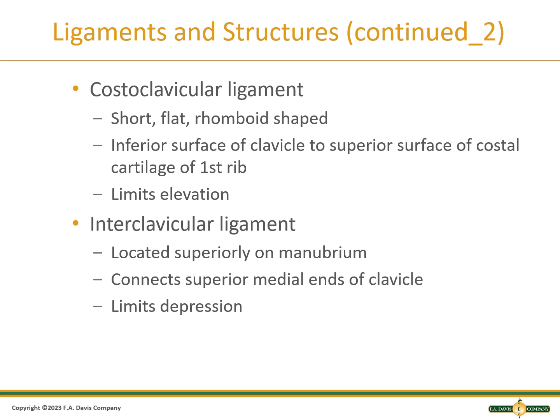That's why it's costoclavicular. Short, flat, and rhomboid shape. Goes from the inferior surface of the clavicle to the superior surface of the costal cartilage and first rib and helps to limit elevation. Our interclavicular ligament connects our clavicles. It's located superiorly on the manubrium, connects the superior medial ends of the clavicle, and helps to limit depression.